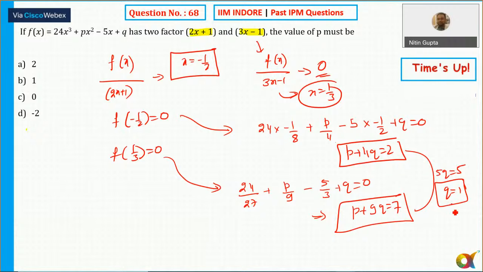Substitute in any equation. इसमें ही substitute कर दो. अगर Q की value 1 है तो P क्या आ जाएगा? -2. So the answer is option number D, -2. So easy question. A lot of you have got it right.